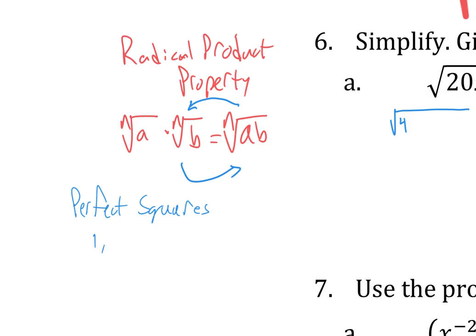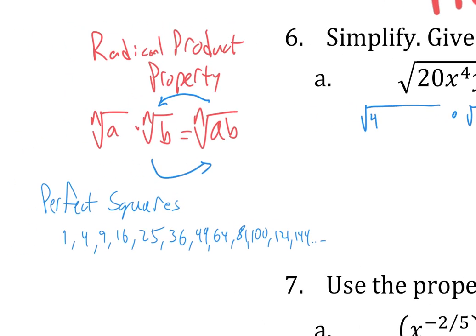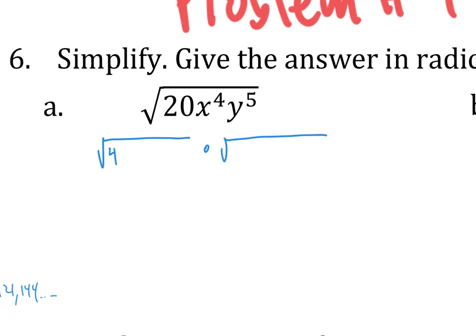1 times 1 is 1. 2 times 2 is 4. 3 squared is 9. 4 squared is 16. 25. 36. 7 times 7 is 49. 8 times 8, 64. 9 times 9, 81. 10 times 10, 100. 11 times 11, 121. 12 times 12, 144. All right. So you should be familiar with those. Those are perfect squares. Well, which one of those is a factor of 20? 4 is a factor of 20. So we're going to rewrite this as 4 times 5.